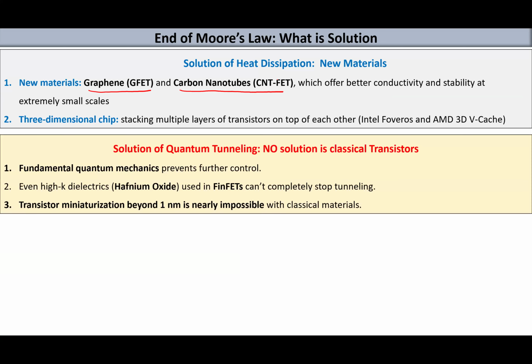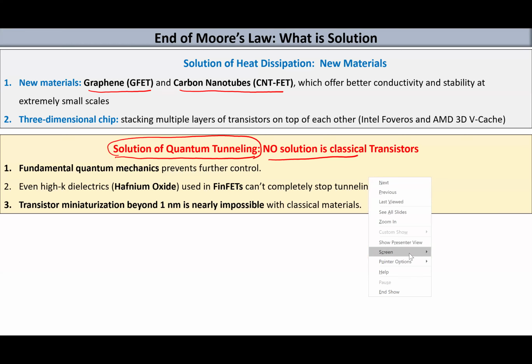But to look at the solution of the quantum tunneling, in principle, there's no solution I can say in the classical transistors. You can't see any solution for this problem, because this is a fundamental issue. When you talk about tunneling, tunneling is a fundamental issue. But people are now trying to push it further for a few more years. They are trying to delay the problem by introducing some high dielectric materials.